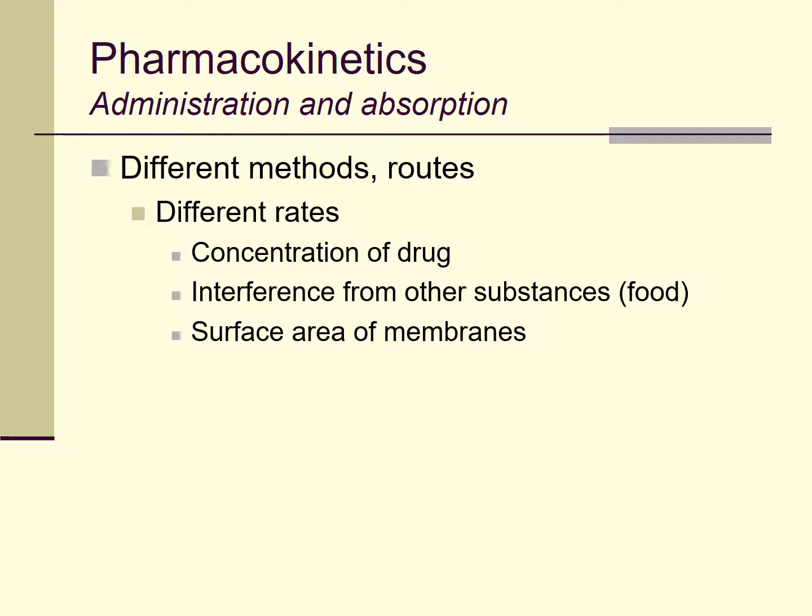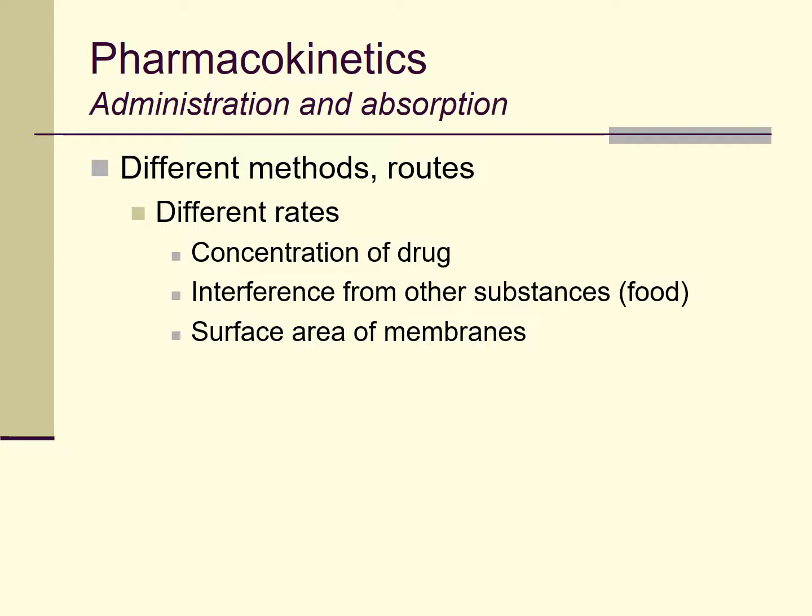So how a drug gets into your body, the rate, that is to say the speed with which it gets into your body, has to do with the concentration of the drug that you're using. It has to do with interference from other substances which are present in your body. So for instance, if you're administering a drug by taking it into your mouth and swallowing it, as of course many people do with many different types of drugs, there can be interference from other substances like food that may be in your stomach during the time that you're taking the drug.